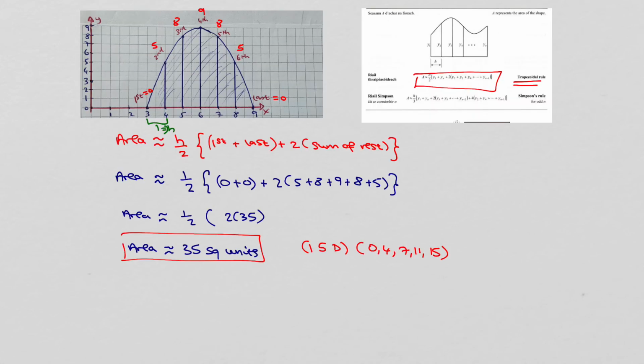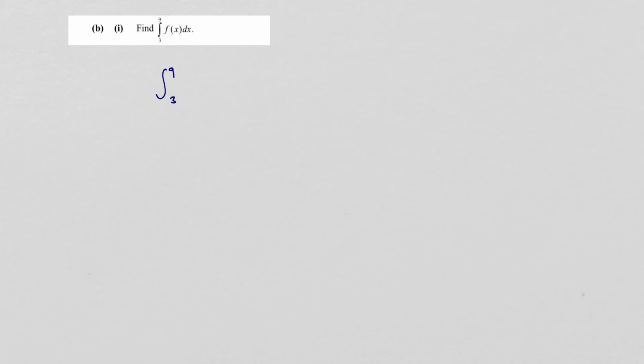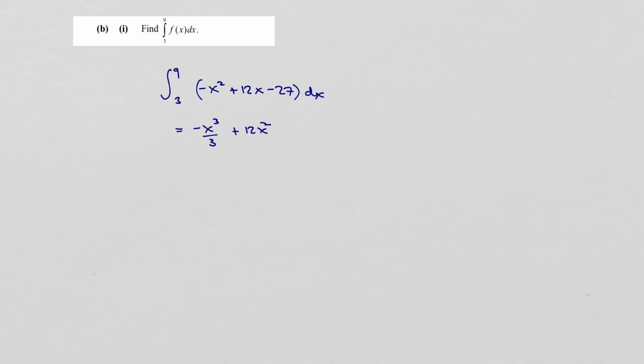In part B, it wants us to integrate our function between the limits of 9 and 3. If we go back to our graph, we can see 9 and 3 is what we were sketching our graph within. So in other words, these are our limits. The area enclosed with the function on the x-axis is between 9 and 3. If I integrate minus x squared, I get minus x cubed over 3. If I integrate 12x, I get 12x squared over 2. And if I integrate minus 27, I get minus 27x.